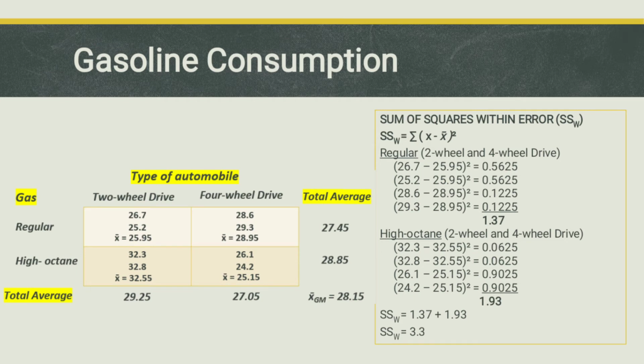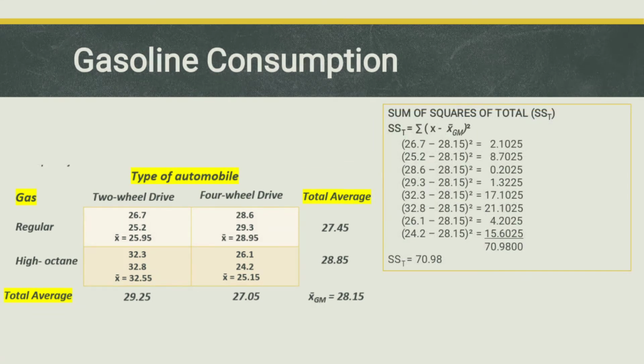For high octane, 2-wheel drive and 4-wheel drive, 32.3 minus 32.55 squared is equal to 0.0625. 32.8 minus 32.55 squared is equal to 0.0625. 26.1 minus 25.15 squared is equal to 0.9025. And 24.2 minus 25.15 squared is equal to 0.9025. The total is 1.93. So just add 1.37 to 1.93 and our sum of square within error is 3.3.